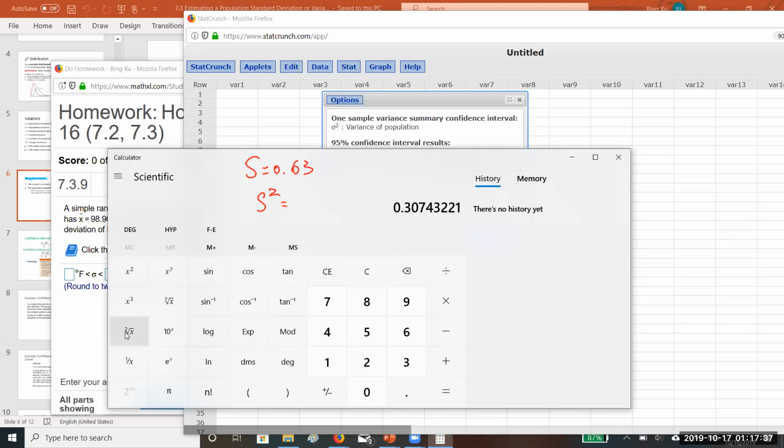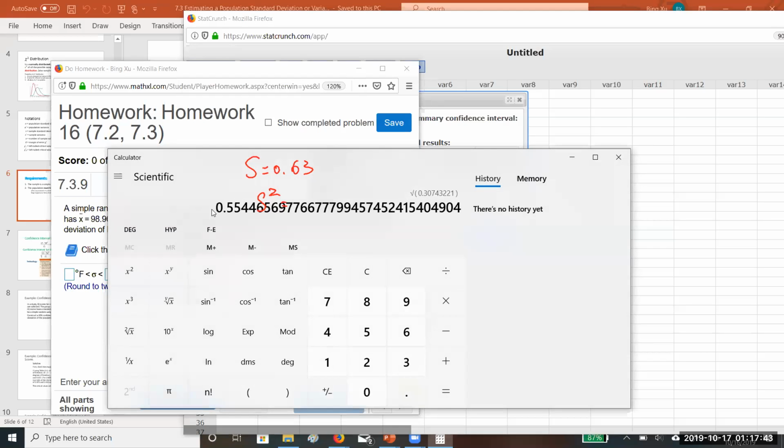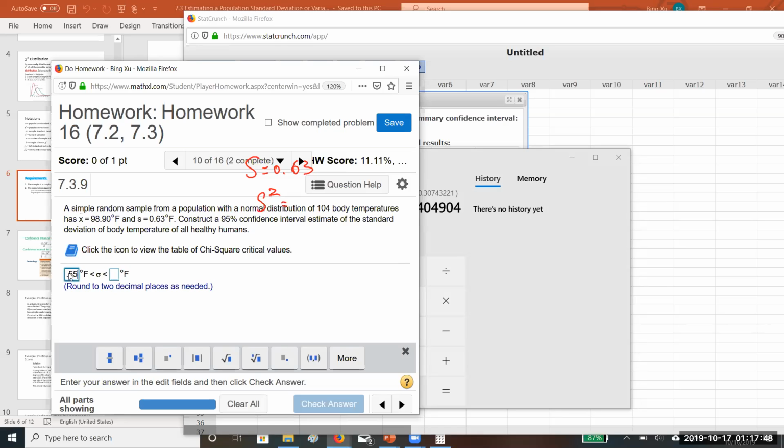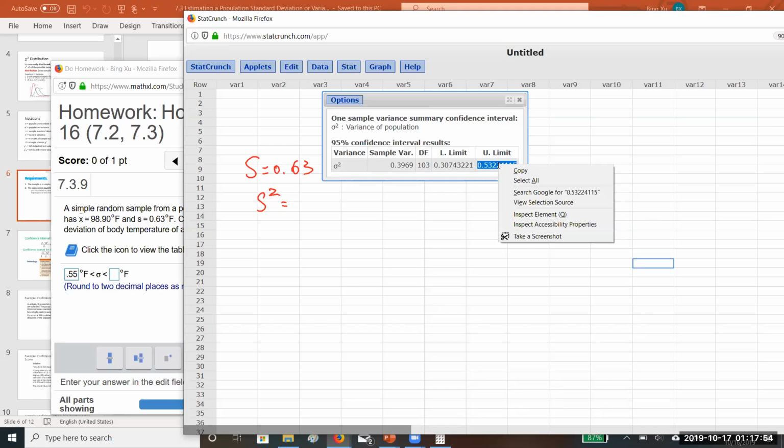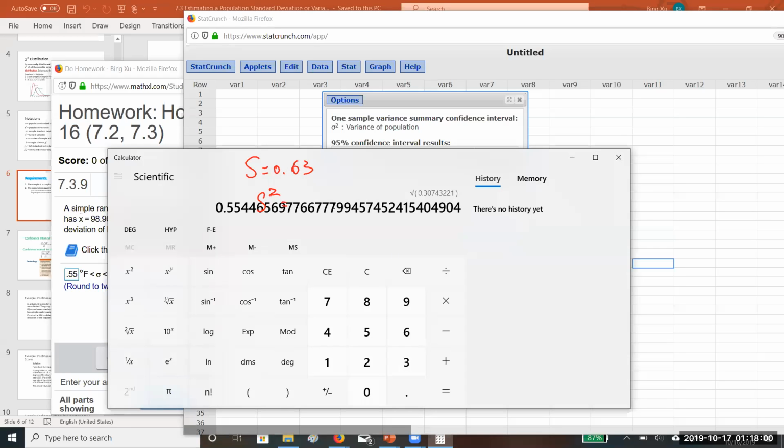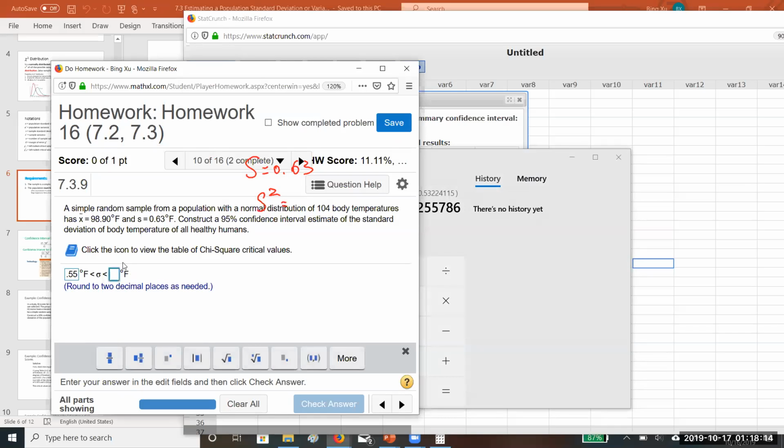And I want to take the square root of this number. They want to round it to 2 decimal places, so that's 0.55. For the other one, the upper limit is this number, but that's sigma squared. So for sigma, you need to put this here and paste, and then take the square root of that. It's 0.73. Okay. All right.